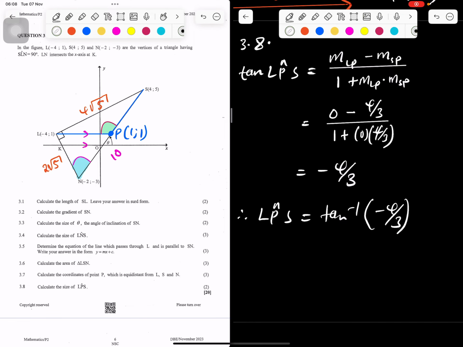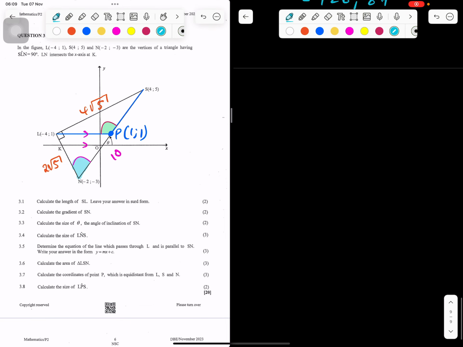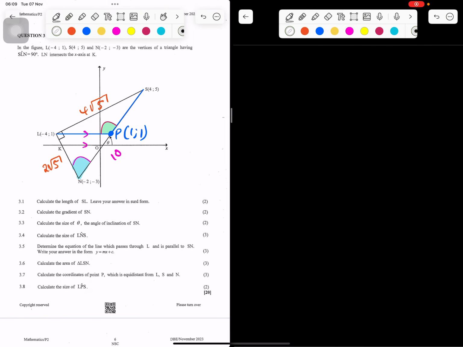So therefore, LPS is going to be equal to the arctangent of negative 4/3. But we don't have a negative angle for the tangent in terms of the inclination, so you need to add 180 degrees right there to get that particular angle. So this will give you 126,87 degrees. That is my first approach to this particular problem.